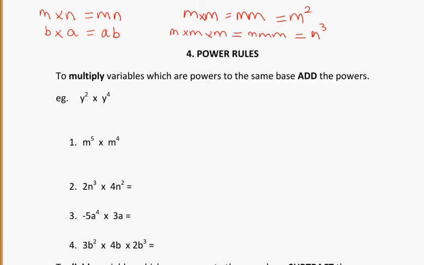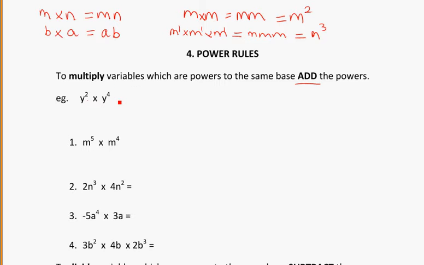Now let's look at some of the ones down here. So here's your rule. To multiply variables which are powers to the same base, you add the powers. Now with our previous example, m times m times m is m to the power of 1, but we don't put the 1. And how many have we got all together? We've got 3 of them, and so it's m to the power of 3. So the rule is to add the powers.